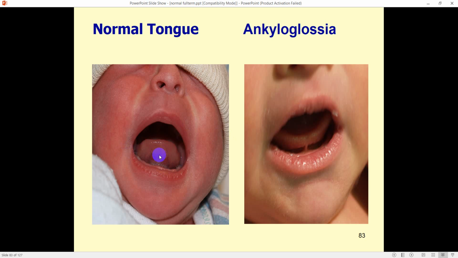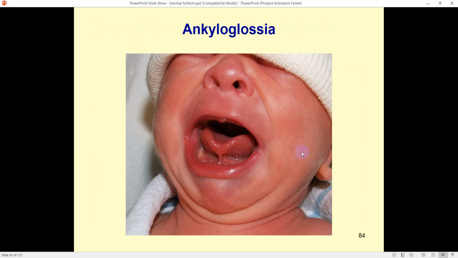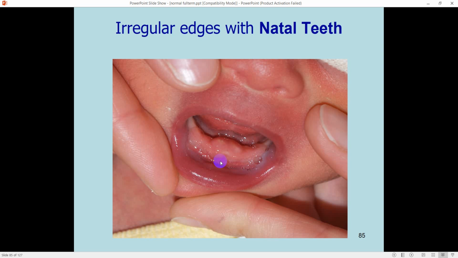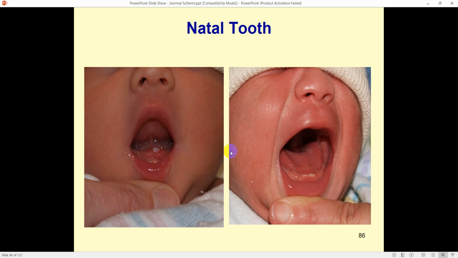We need to look at the tongue, whether normal or ankyloglossia. See this line. This picture is more obvious. Ankyloglossia. Sometimes there is evidence of natal teeth. These are teeth called natal teeth. Look at this tooth. Look at these teeth.